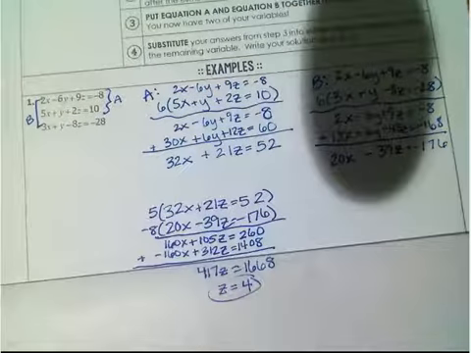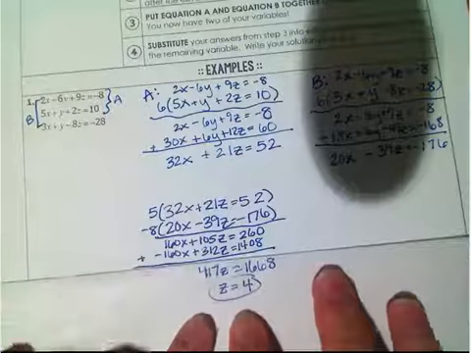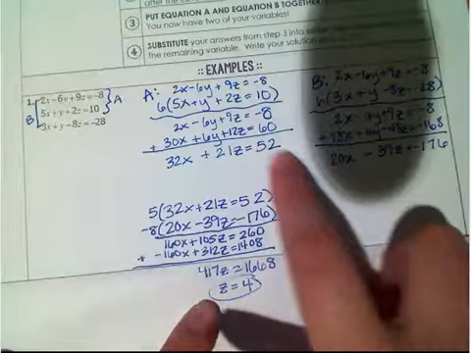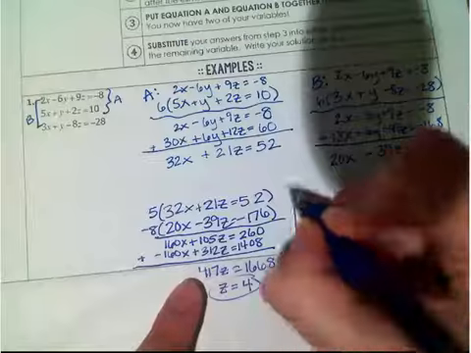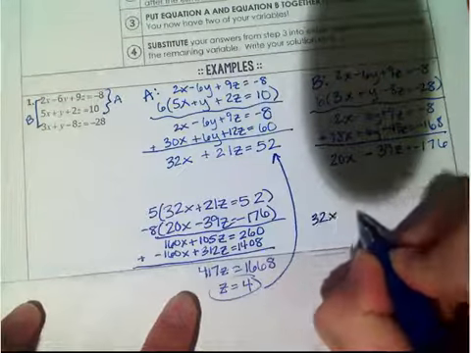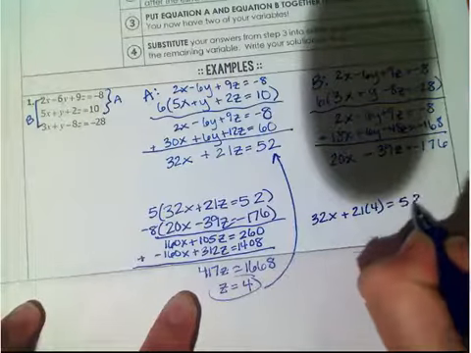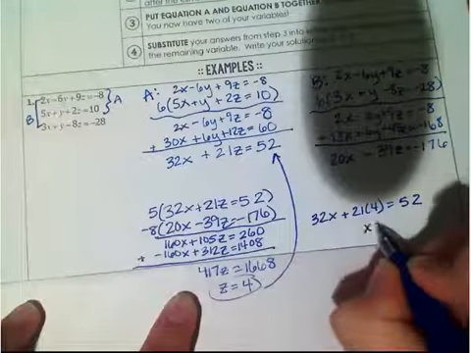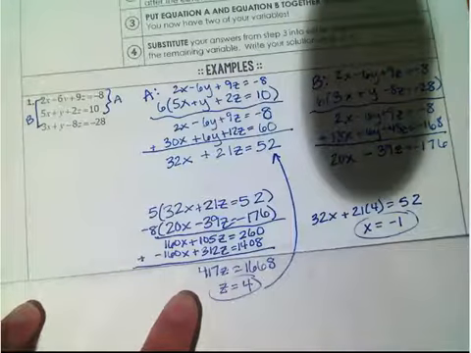I need to solve for the other two. So now I'm going to take my z and plug it back into either one of these equations and solve for x. In this case, I'm just going to plug it back in here, just because. So I have 32x plus 21 times 4 equals 52. I simplify this, and I should get x equal to negative 1. Now I've solved for two of my variables.